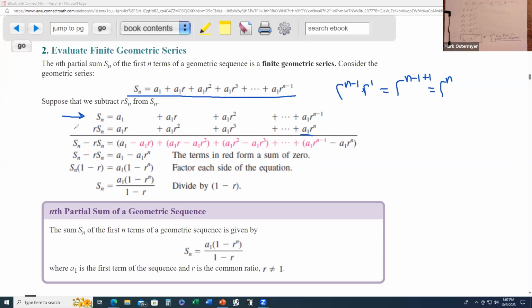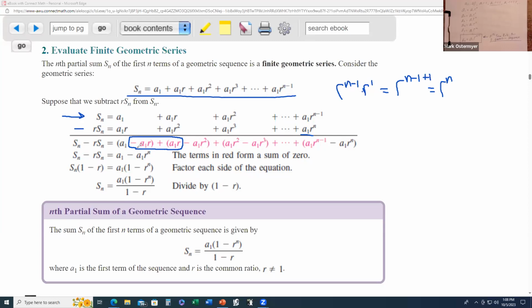Now check this out. Suppose I take this first sum and subtract off the second sum. So on the left side of this equation, I get s sub n minus r times s sub n, a sub 1 minus a sub 1 r, plus a sub 1 r minus a sub 1 r squared, plus a sub 1 r squared minus a sub 1 r cubed, etc., etc. I continue to do that with all the other terms on down the line. And at the end, I have a sub 1 r to the n minus 1 power minus a sub 1 r to the nth. Well, something interesting happens here, ladies and gentlemen. What do these terms add up to?